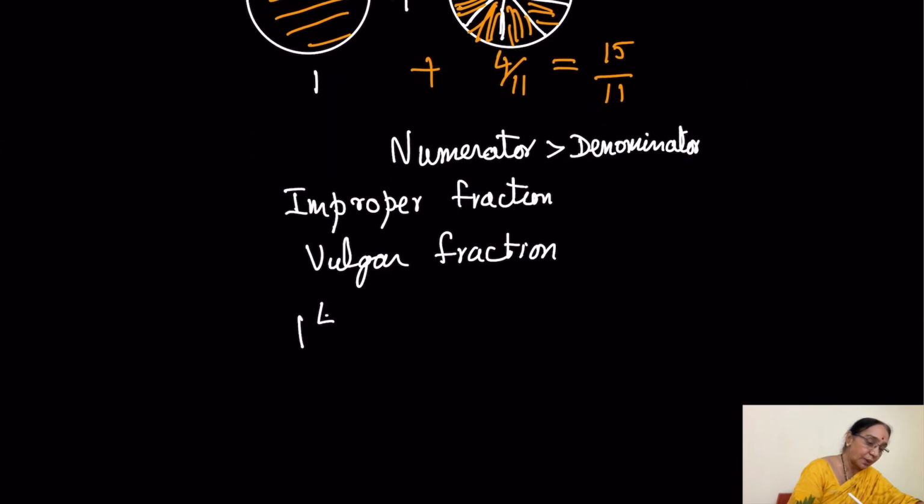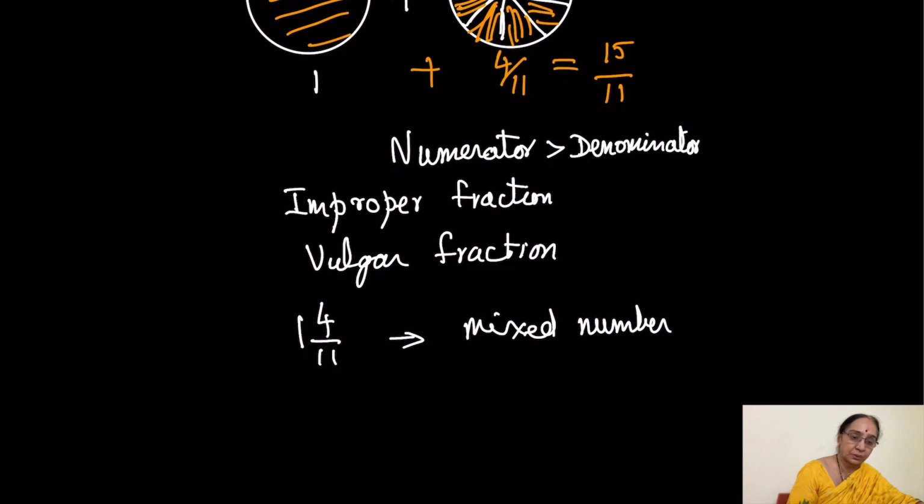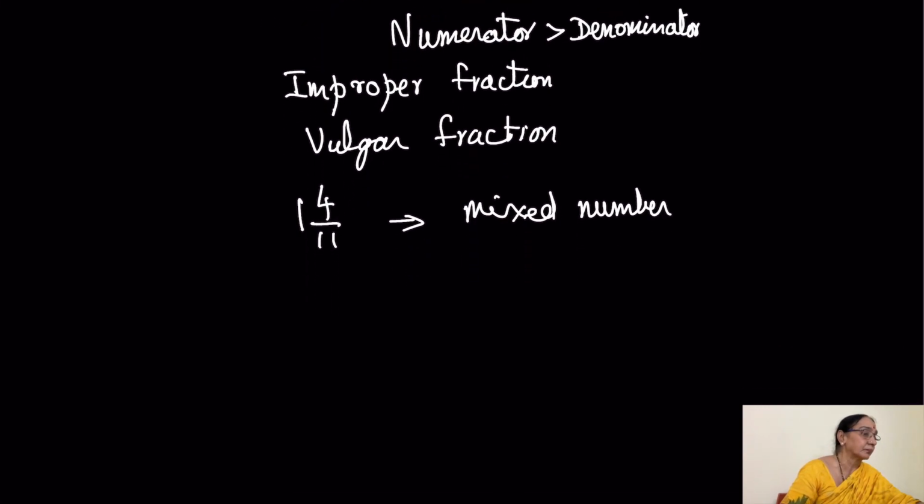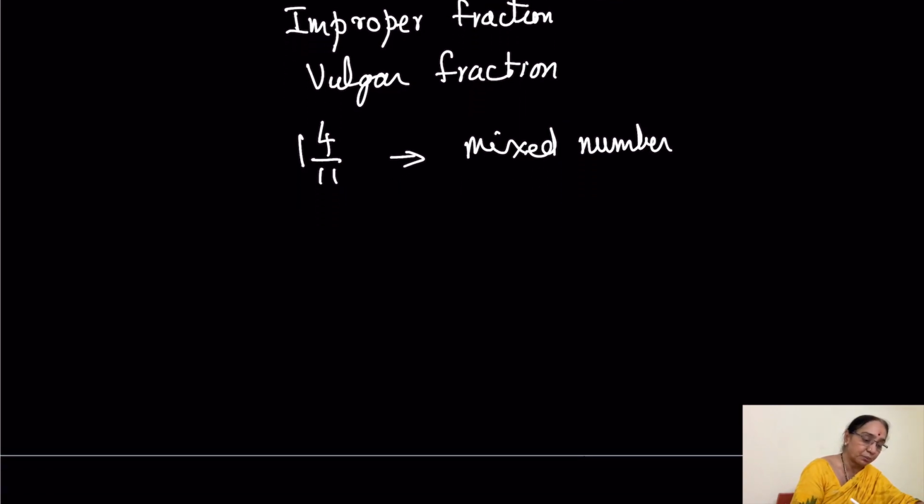And what is this 1 4 by 11? It's a mixed number. It's called a mixed number because you have a whole number, an integer, and also a fraction, a proper fraction. 4 by 11 is a proper fraction. Now, you can try changing some mixed numbers into improper fractions and again improper fractions to mixed numbers.